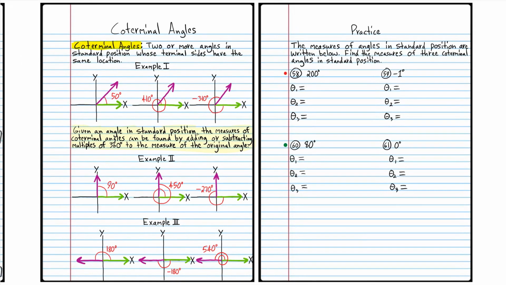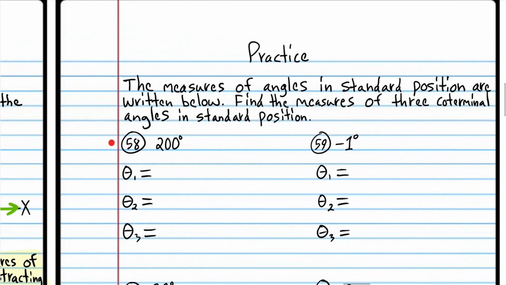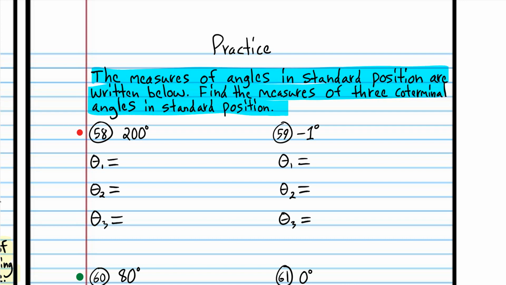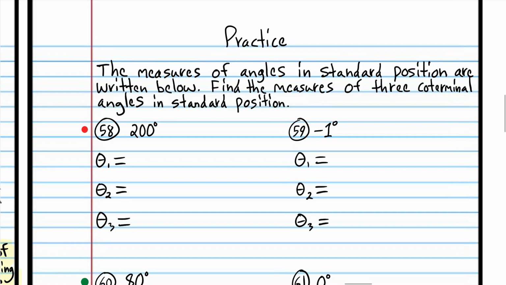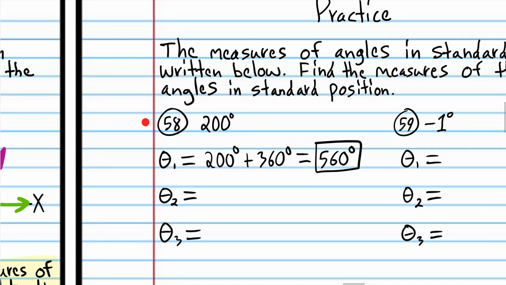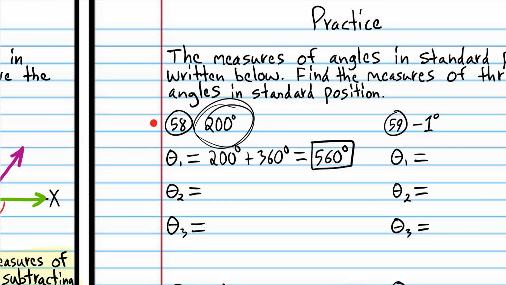So let's try some practice problems. It says here, the measures of angles in standard position are written below. Find the measures of 3 coterminal angles in standard position. So if this angle is 200 degrees, to find the measure of an angle that is coterminal, we just add 360 degrees. And we get 560 degrees. So there you go. That's the measure of an angle in standard position that is coterminal if this angle is in standard position.